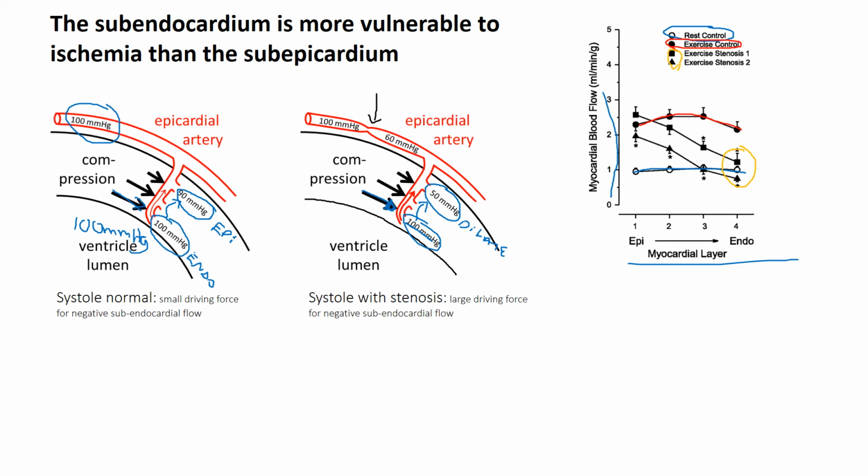So if you think about one of these experiments representing a person with a stenosis in an epicardial vessel, they might be fine at rest, but when they try to exercise, they're going to be unable to recruit flow, specifically on the endocardial side of the myocardium.